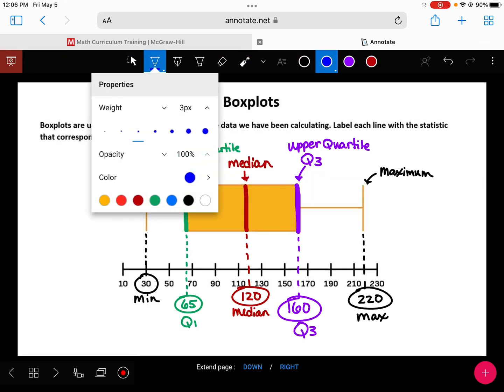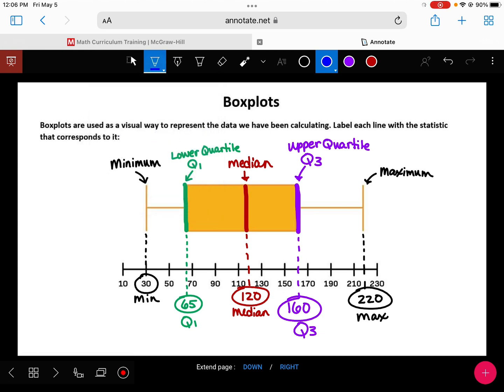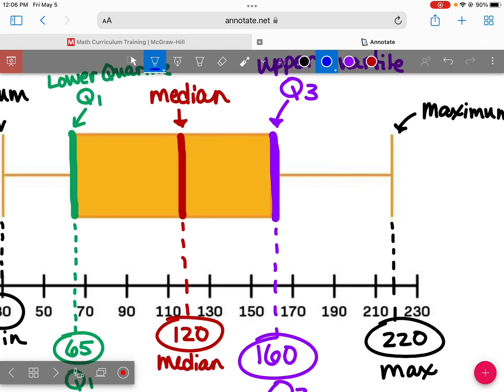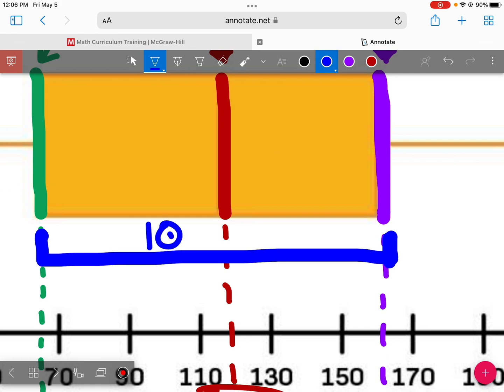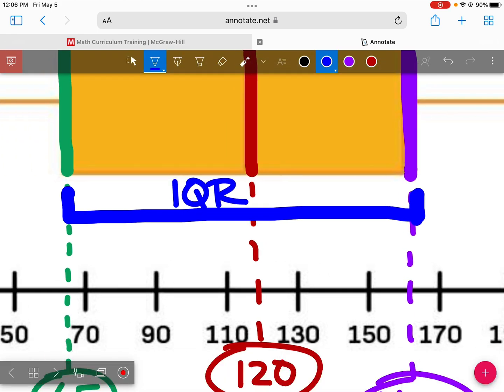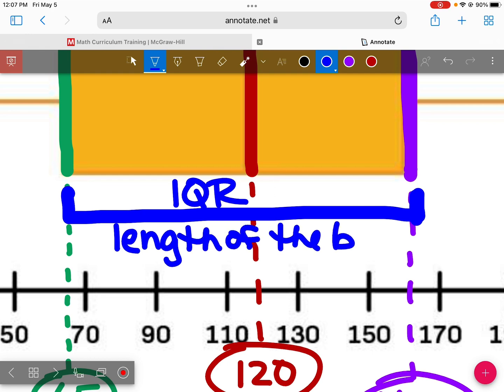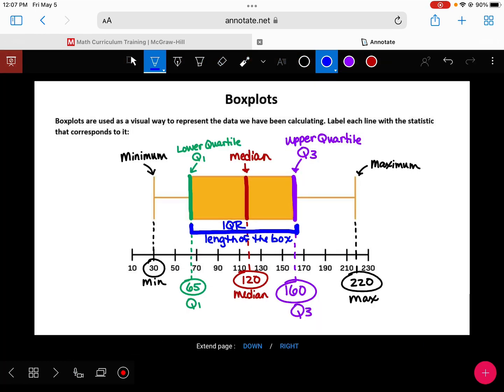The IQR that we've been calculating, where we do Q3 minus Q1, that's this right here. This is my IQR. This represents the length of the box. So how wide is that box? That's what the IQR tells me.